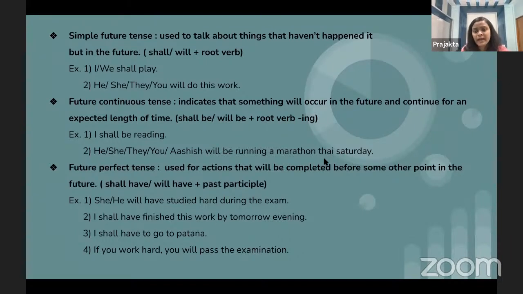Saturday. Will be in marathon, running in marathon Saturday. Okay, this is a spelling mistake. Ignore it. On Saturday. So he will be running a marathon on Saturday.